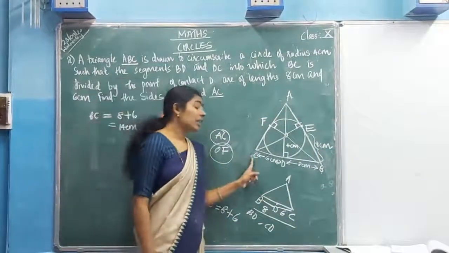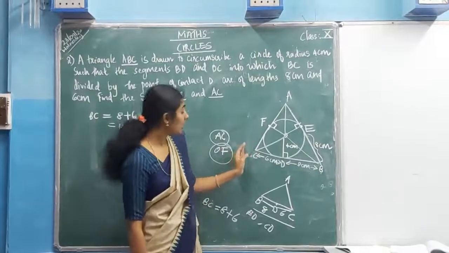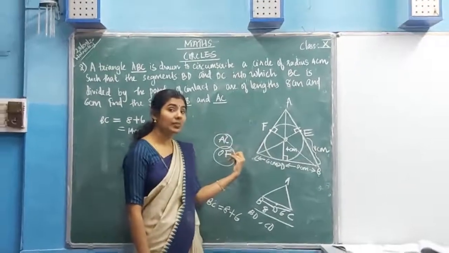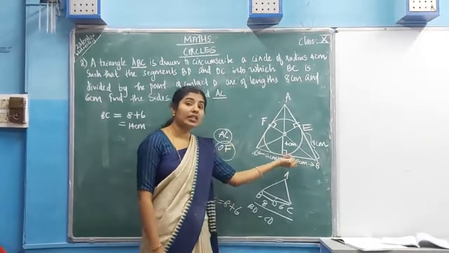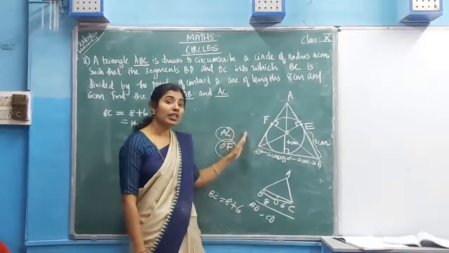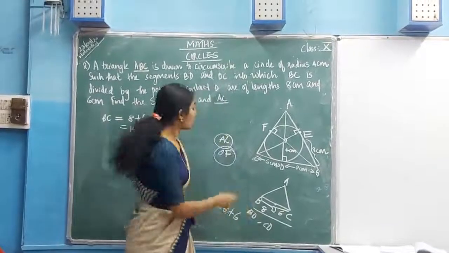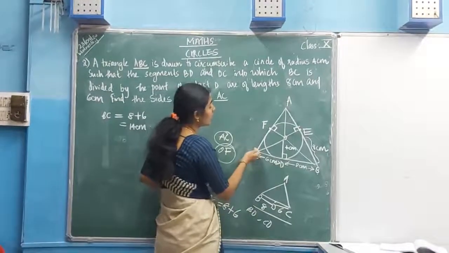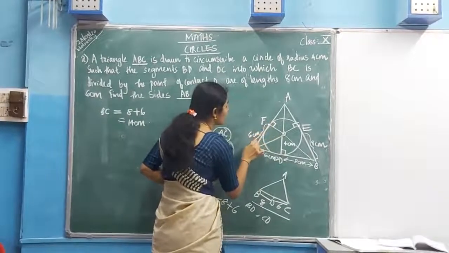Next you see C is an external point of the circle. What is the reason? C is outside the circle. From C we are drawing two tangents. Which are they? CD and CF. So you have studied one theorem, the lengths of tangents are equal. So CD is 6 centimeter. So what is CF? CF is also 6 centimeter.